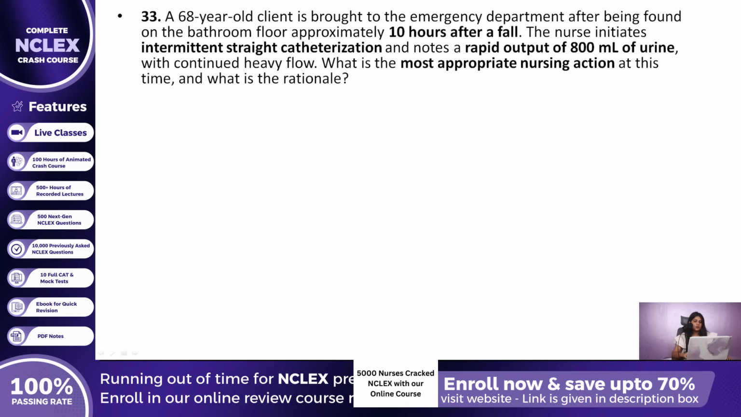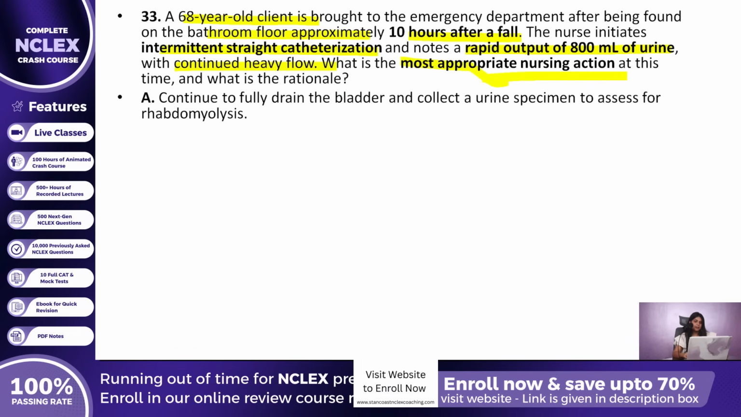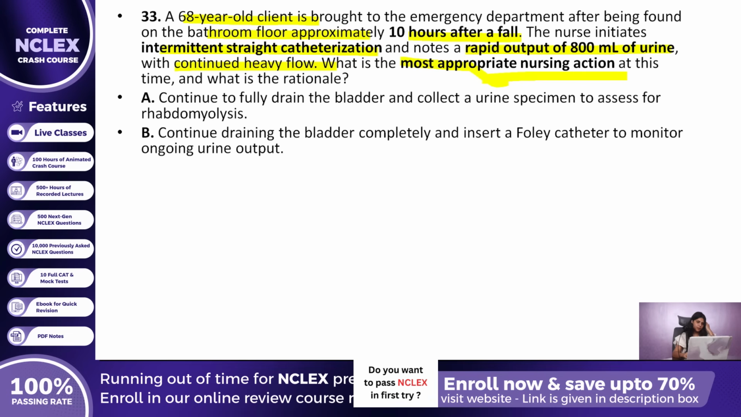33, a 68-year-old client is brought to the emergency department after being found on the bathroom floor roughly 10 hours after a fall. During intermittent straight catheterization, the nurse notes a rapid outflow of 800 milliliters of urine with continued heavy drainage. The question is, what is the most appropriate nursing action in this scenario? The options are A, continue to fully drain the bladder and collect a urine specimen to assess for rhabdomyolysis. B, continue draining the bladder completely and insert a Foley catheter to monitor ongoing urine output.